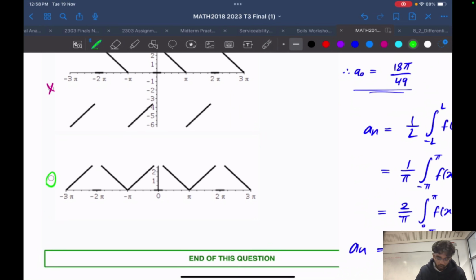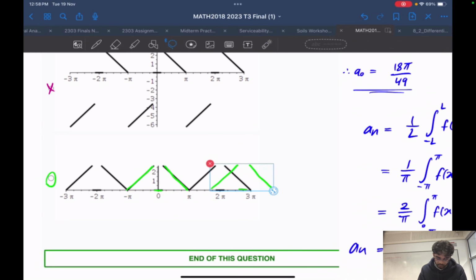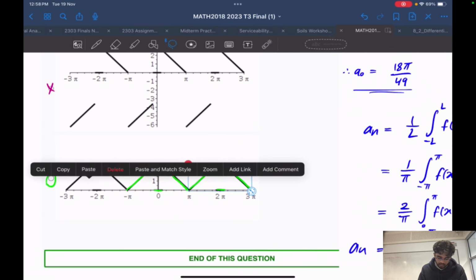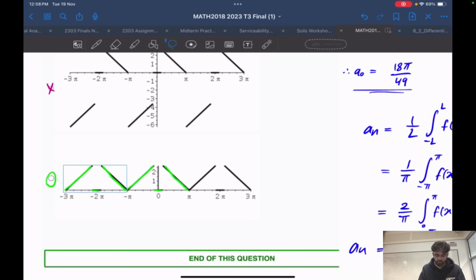So what we drew earlier was this. And with a period of 2 pi, they've just copy pasted this over to the other side. So they've copy pasted it here, and they've copy pasted it here, and here. Cool.